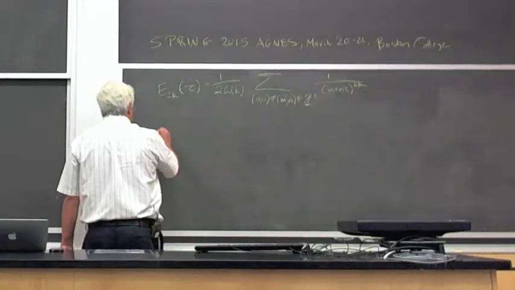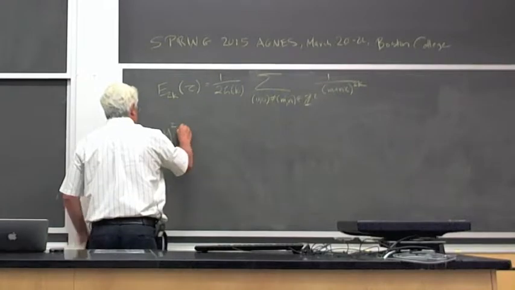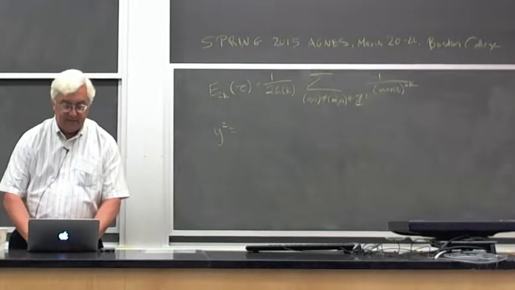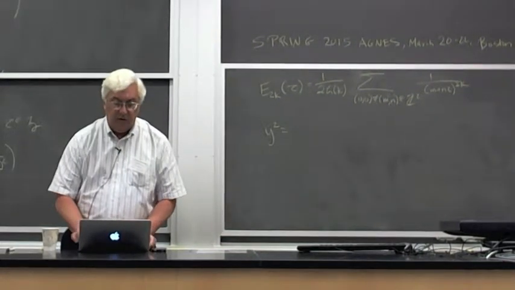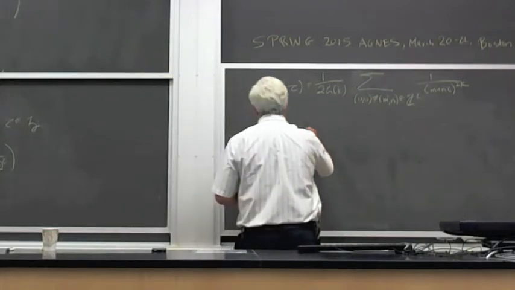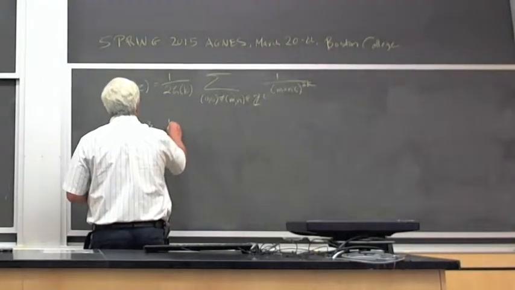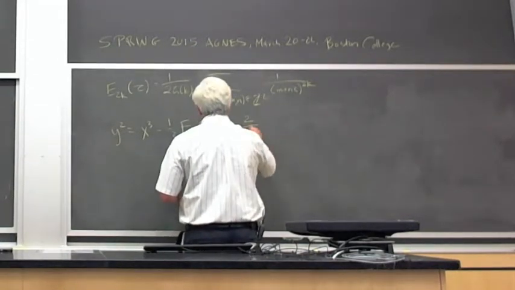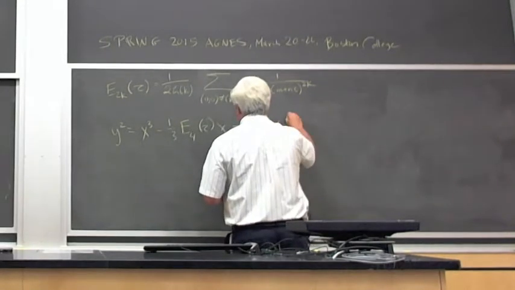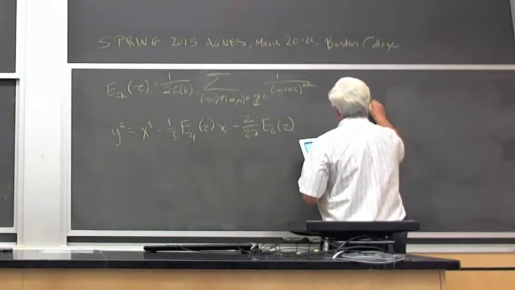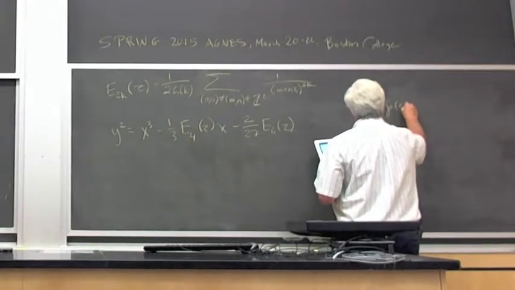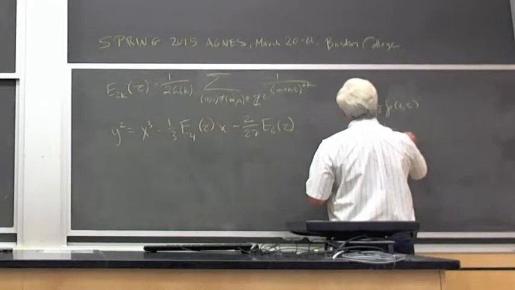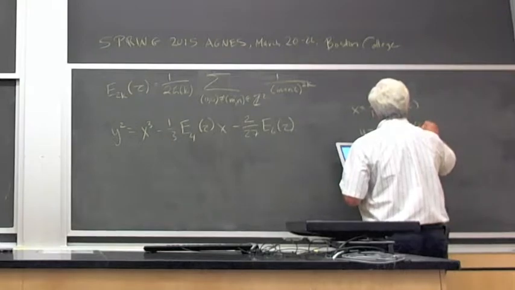Right. So by taking y and x to be slightly normalized, I multiply by some constant to get a better normalization for my equation. I end up with an equation of the form y squared equals x cubed minus a third E4 of tau x minus 2/27 E6 of tau, which is not the conventional normalization in the literature, and here x was 1 over pi squared times the Weierstrass function to keep everything well defined, and y was 1 over 2 pi cubed times the derivative.